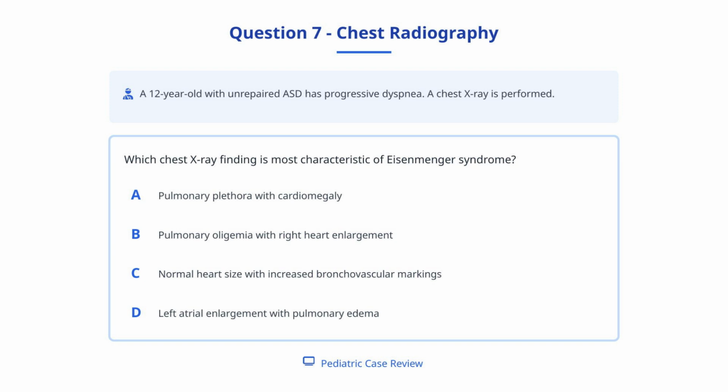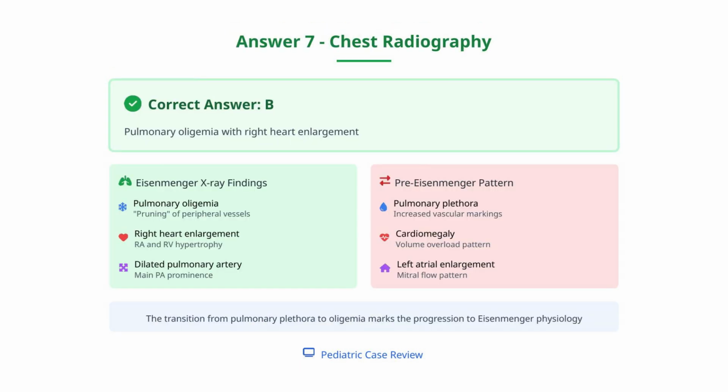For our seventh case, a 12-year-old with unrepaired atrial septal defect has progressive dyspnea. A chest X-ray is performed. Which chest X-ray finding is most characteristic of Eisenmenger syndrome? Is it A. Pulmonary plethora with cardiomegaly, B. Pulmonary oligemia with right heart enlargement, C. Normal heart size with increased bronchovascular markings, or D. Left atrial enlargement with pulmonary edema? The correct answer is B.